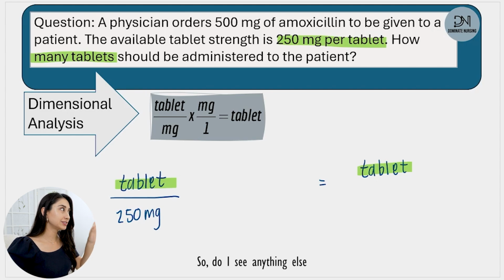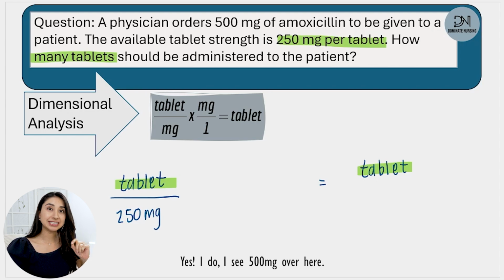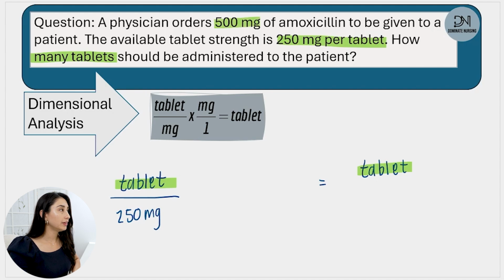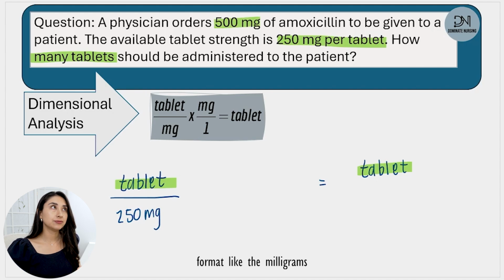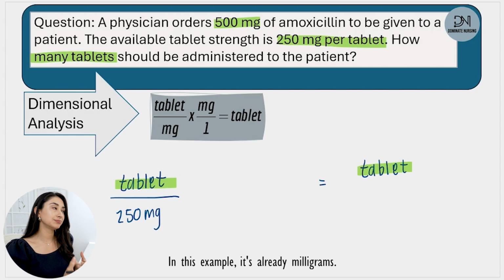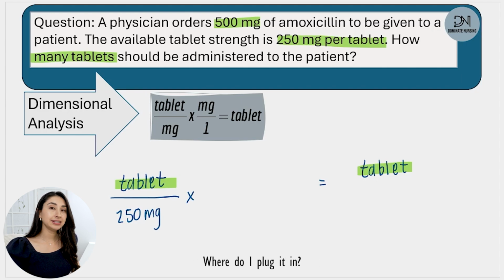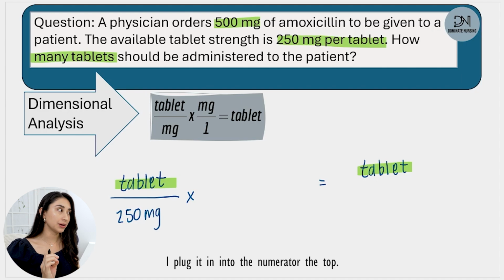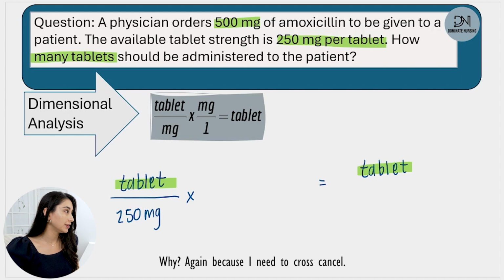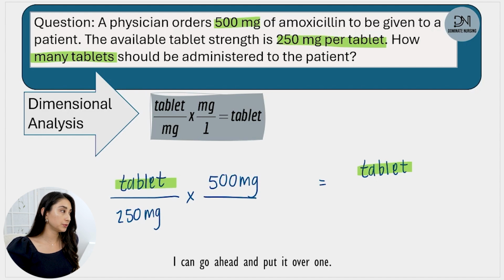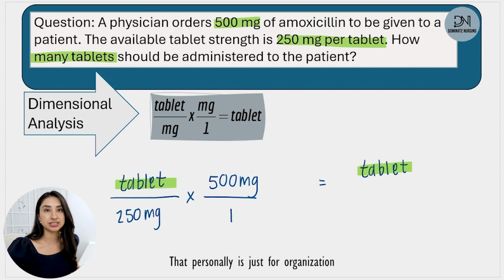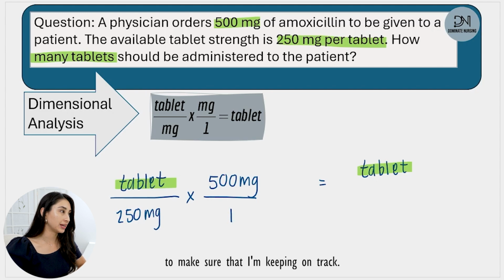So do I see anything else in the provided information that can give me milligrams? Yes, I do. I see 500 milligrams over here. If it would have been given in another format, like micrograms instead of milligrams, I could have converted first. In this example, it's already milligrams, so that's pretty straightforward. I can just go ahead and plug that in. Where do I plug it in? I plug it in into the numerator, the top. Why? Again, because I need to cross cancel. So I'm going to put 500 milligrams over here in the numerator. I can go ahead and put it over 1. It won't change its value. That personally is just for organization to make sure that I'm keeping on track.